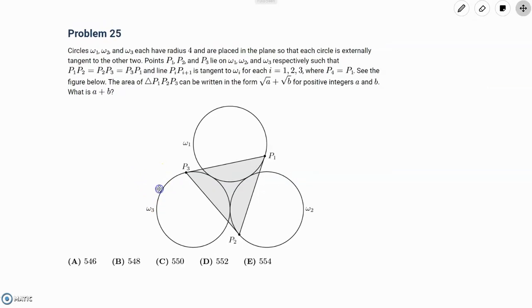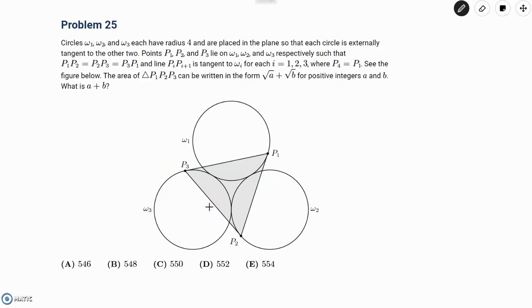Today we'll be doing problem number 25 from the 2018 AMC 12B. This problem reads, circles omega 1, omega 2, and omega 3 each have radius 4 and are placed in the plane such that each circle is externally tangent to the other two.